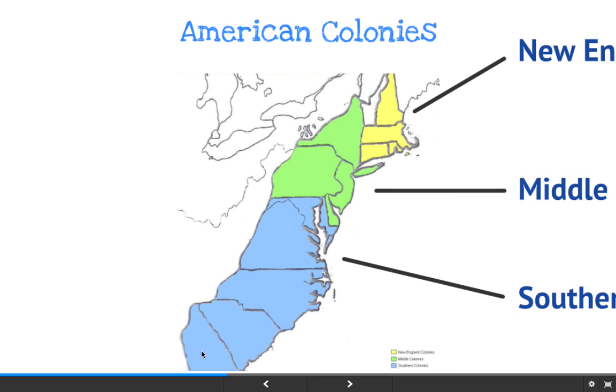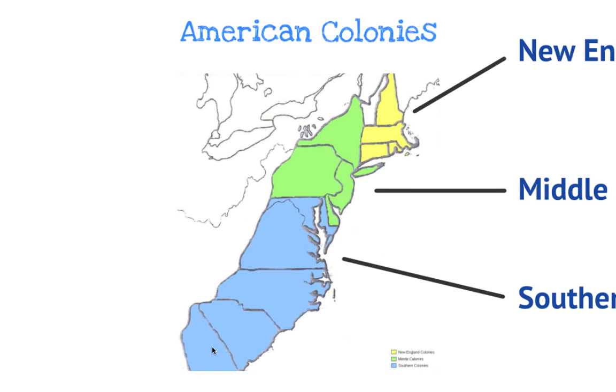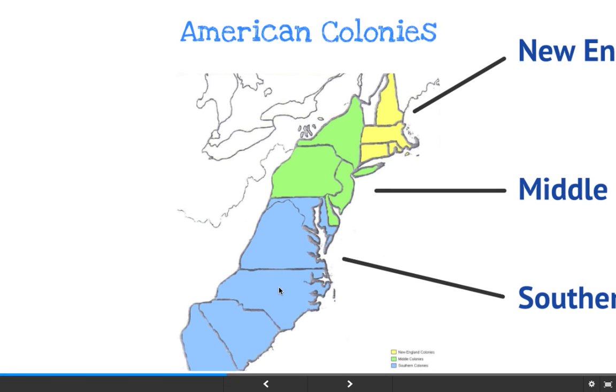This one is Georgia, remember, established because of James Oglethorpe's idea with prisoners. This is South Carolina and North Carolina. Good Lord, I hope you know North Carolina. This is Virginia, and this one is Maryland, okay? This little part is actually part of Virginia, and the rest of this weird shape is Maryland.